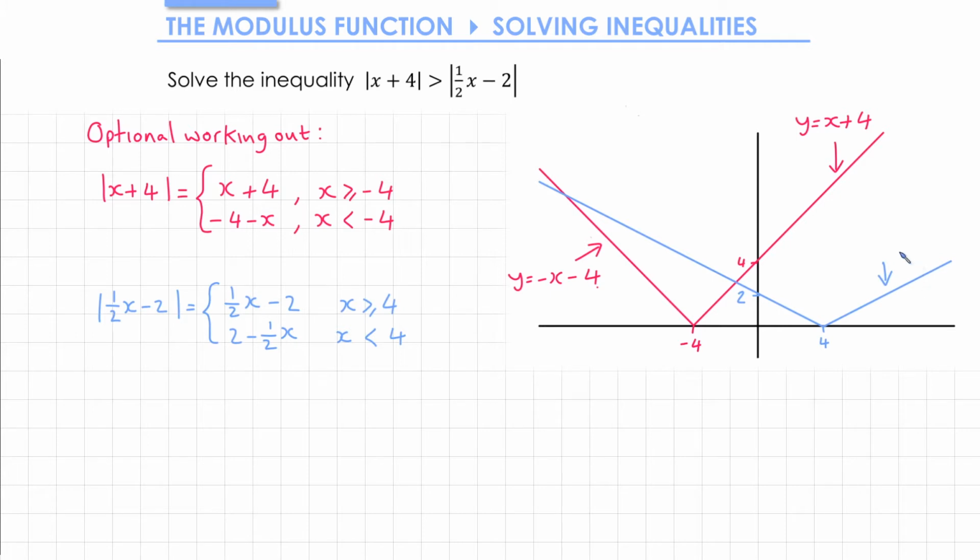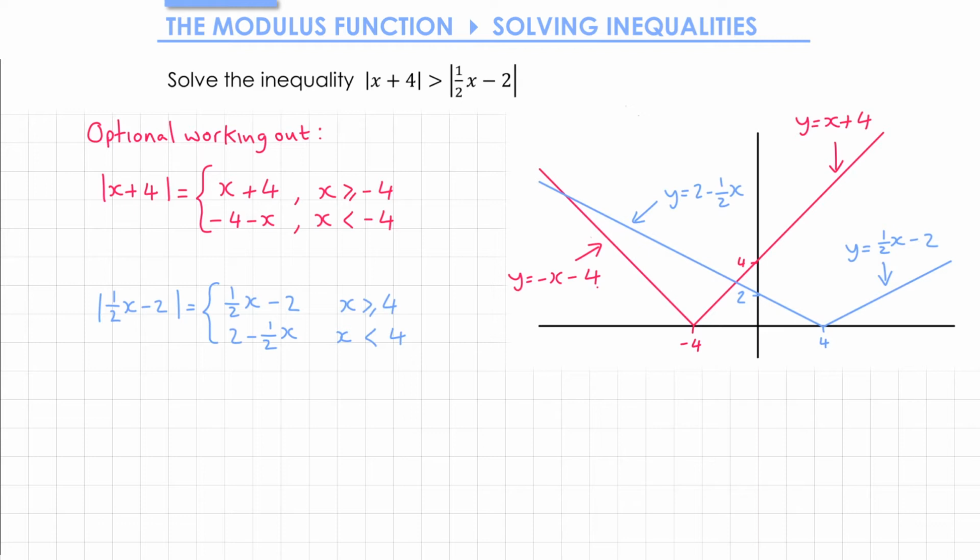The section on the right, when x is bigger than 4, is y equals a half x minus 2. The section on the left is y equals 2 minus a half x. Now you might think that labelling these separate sections on the graph with their equations is unnecessary, but hopefully over the next set of examples I'll be able to convince you that actually it's quite helpful at reducing the amount of mistakes you could potentially make.